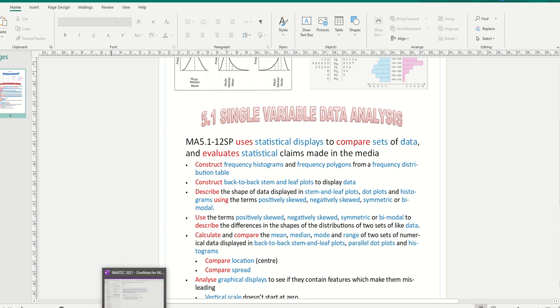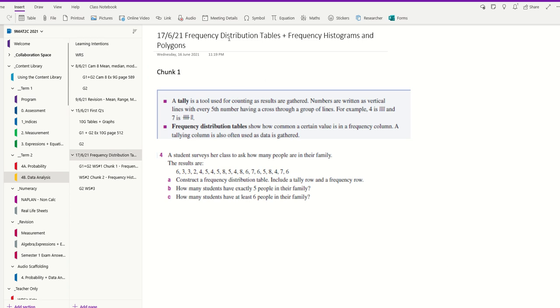Okay, so to make a frequency distribution table, it tells us a tally is a tool used for counting as results are gathered. Numbers are written as vertical lines, with every 5th number having a cross through a group of lines. So that is 8. That is 3. That is 6. Frequency distribution tables show how common a certain value is in a frequency column. A tallying column is often used as data is gathered. So I'm going to make an example of that, but what I am going to do is just pause this video while I draw the table.